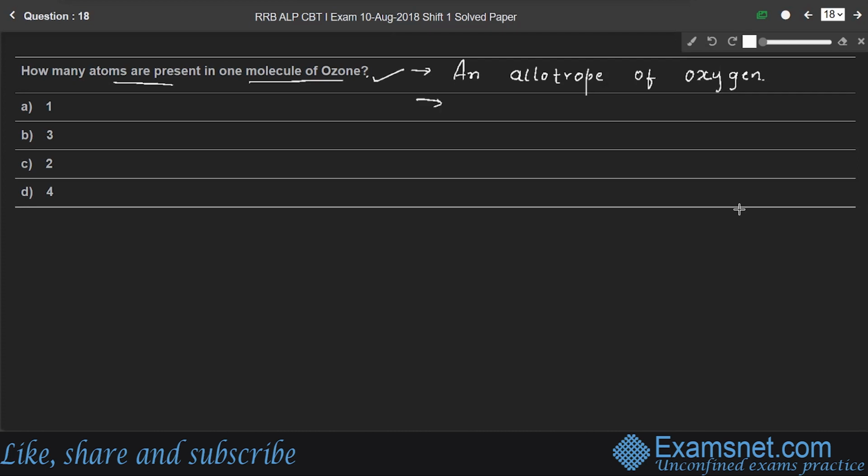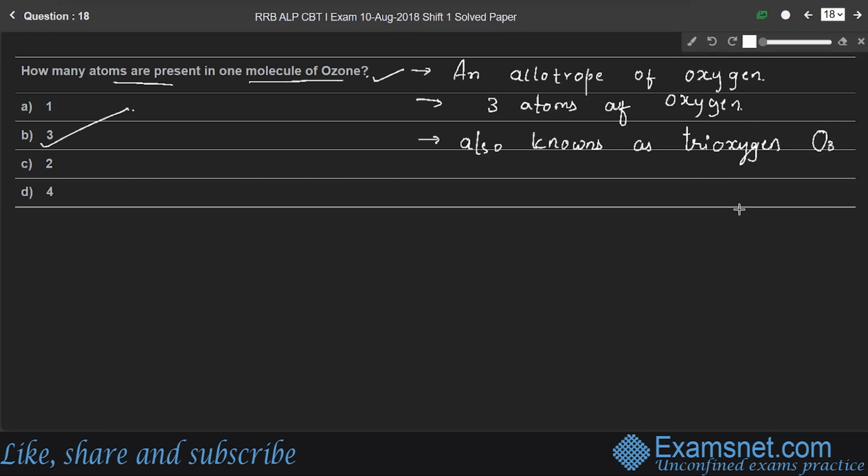So 3 atoms are present in one molecule of ozone, right? So 3 atoms of oxygen are present. So for the given question, option B is the right answer. Ozone is also known as trioxygen because it contains 3 atoms of oxygen. So its chemical formula is O3.